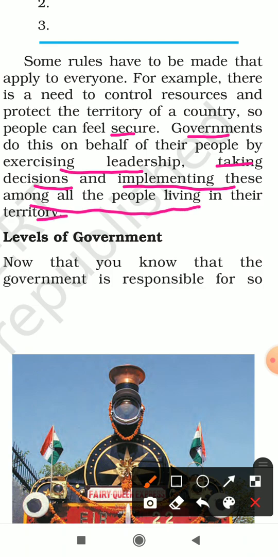Now, exercising leadership is done by the leaders, political leaders that we have. Taking decisions is done by making rules, laws, etc. Implementing these is done when these laws, rules are actually implemented, or people are made or asked to follow these rules and laws in order to establish peace and security in our country.